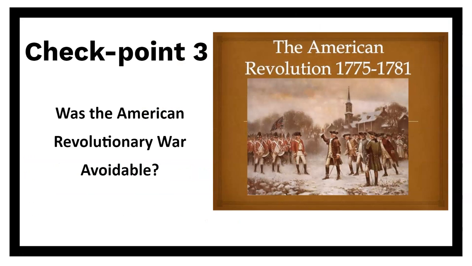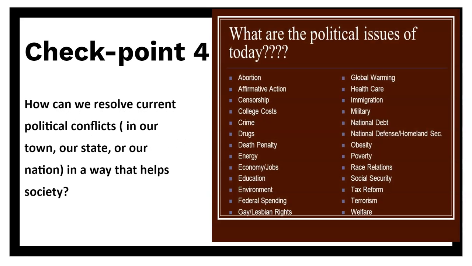In checkpoint 3, you're going to use resources from checkpoint 1 and 2 to answer this question: was the American Revolutionary War avoidable? And in checkpoint 4, you're going to pick a current political issue, research that issue, understand the different points of view on it, and then create a solution for it using one of the conflict resolution strategies from checkpoint 2.